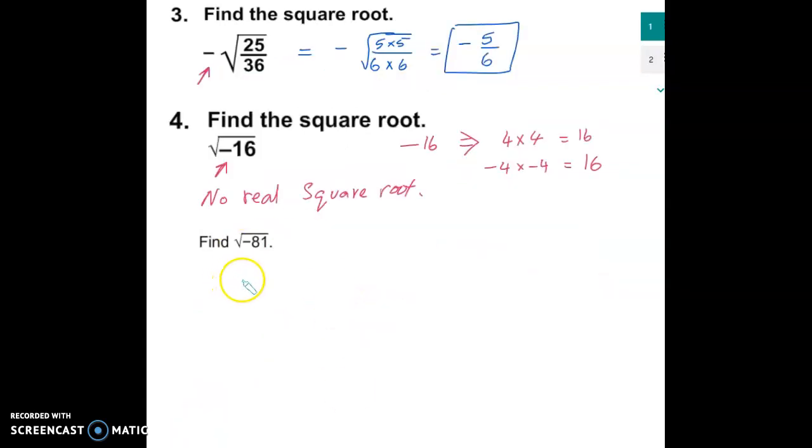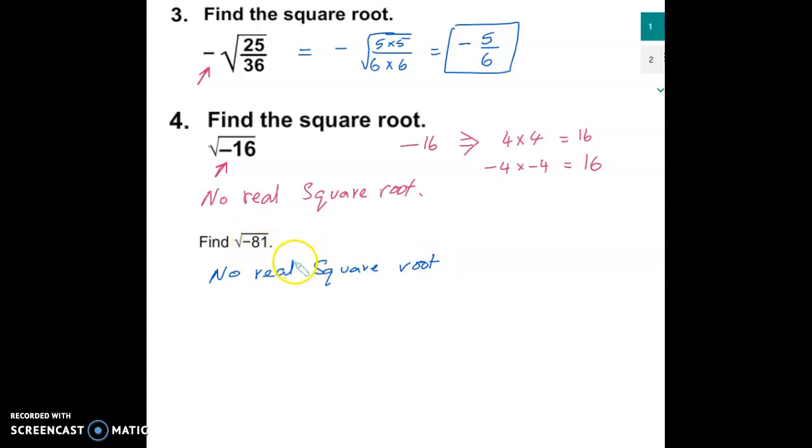Now let's look into a similar example. I see a radical of negative 81. As soon as I see the negative inside the radical sign, you simply write no real square root. So you don't need to think too much, because it's a negative under the radical sign. It is not possible.